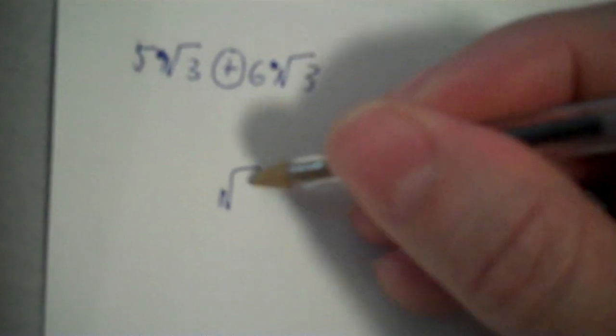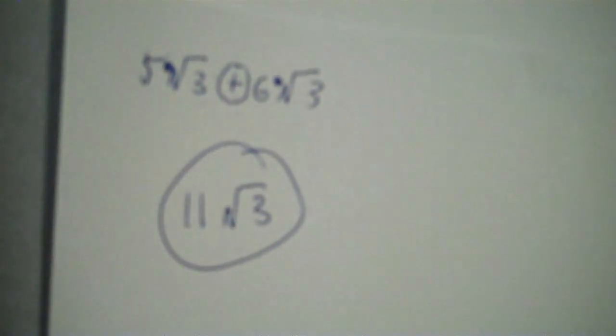Okay, so the square roots match. So put your matching square root down just one time. Okay, so now you add the coefficients. 5 plus 6 is 11. Okay, that's all you do. If they match, that's all. That's what this is. That's the name of the game.